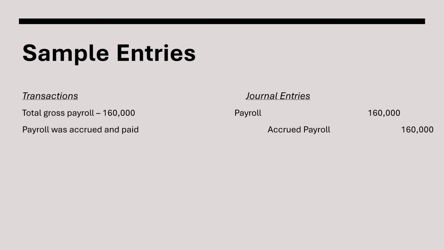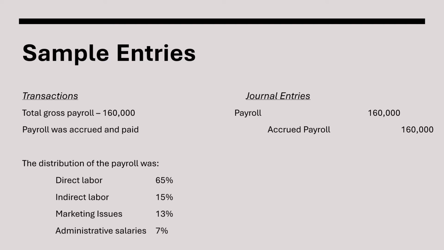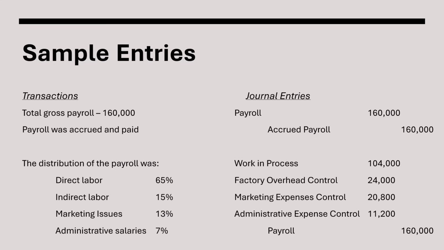So another transaction that may pop up is you being given the total gross payroll and assuming that in this case a payroll was accrued and paid. So there will be two entries. First, you record payroll as is, similar to how payrolls are normally recorded. So you debit payroll and then you credit accrued payroll. Now, if that was paid, of course, you just debit accrued payroll and you credit cash.